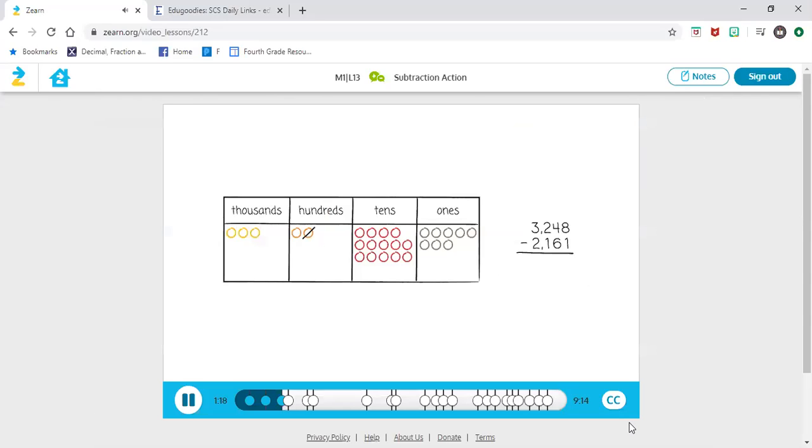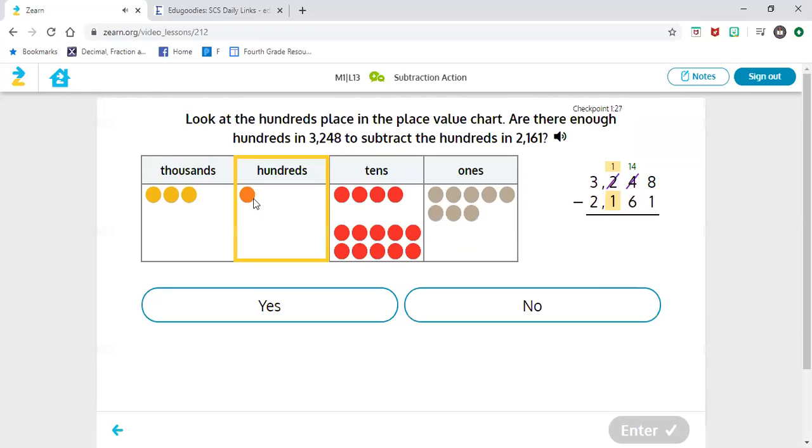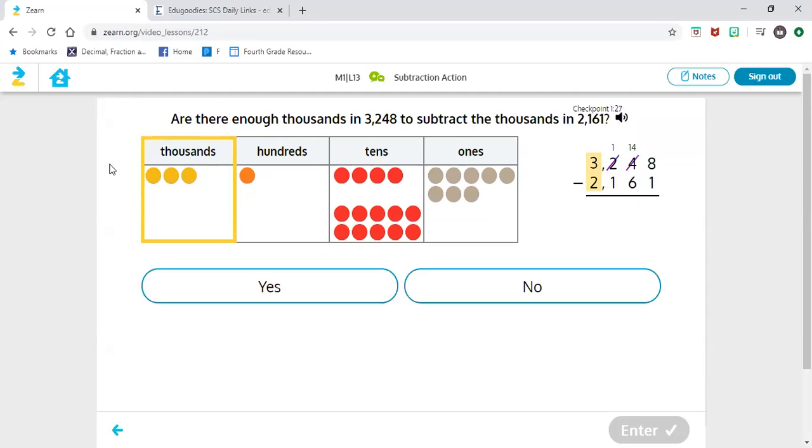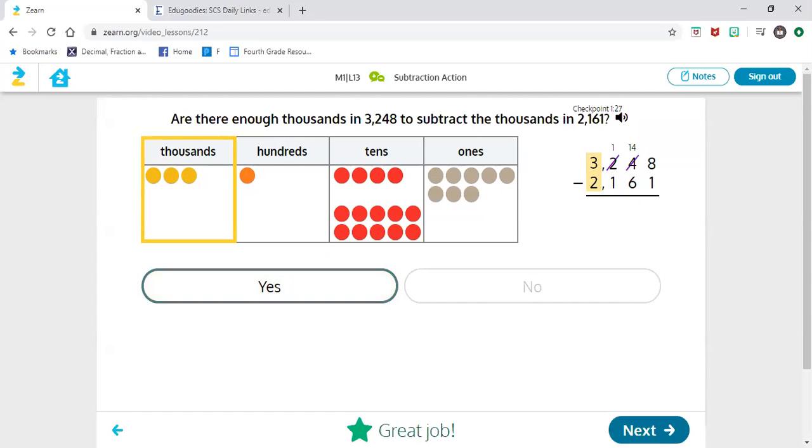Let's keep it going. Are there enough hundreds in 3,248 to subtract the hundreds in 2,161? So I have 100. Is there enough for me to take out 100? Yes. So I don't have to decompose. Then I'm going to go to my thousands. I have 3,000, but I need to take away or subtract 2 thousands. I can take out 2. So that means I don't have to unbundle or decompose.